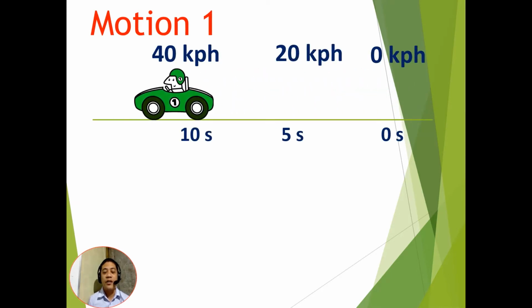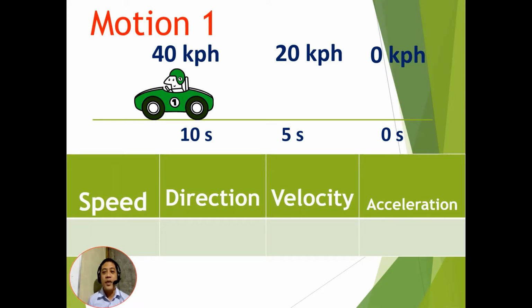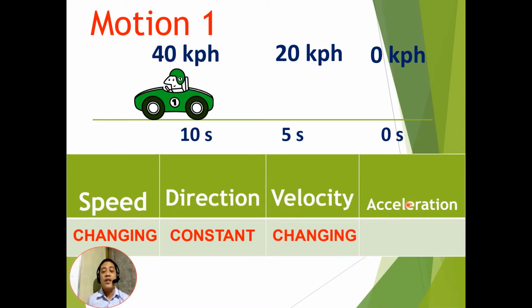Describe the motion of the car. How do we describe now the speed? Is it changing or constant? So based on our analysis, the speed is changing. Since the object is moving on a straight path, its direction is constant. So how will you describe now its velocity if there is a changing speed but a constant direction? If there is a change in speed, automatically there is a changing velocity. Is there an acceleration or there is no acceleration? We will answer that later.